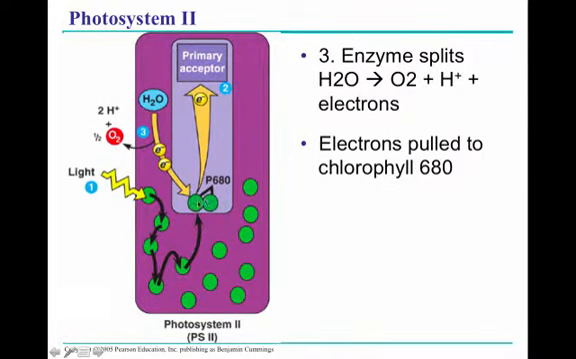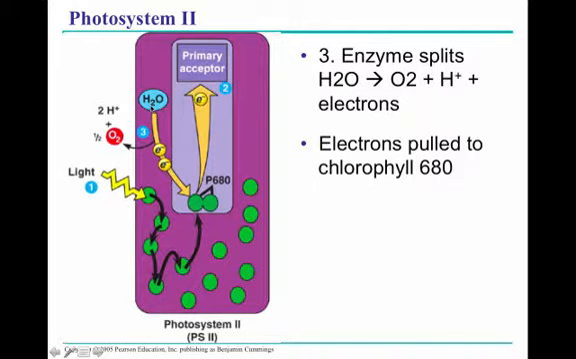Okay, now we said that electrons are lost from these special chlorophyll molecules. We need to replace those electrons somehow. How do we replace them? We replace them with electrons in the bonds of water. So here is where one of our major reactants comes into play.